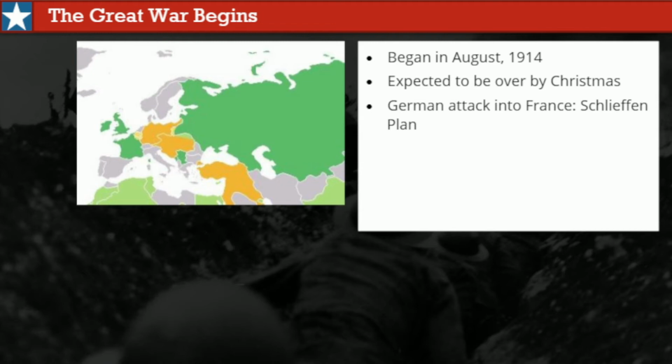Germany made a bold attack into France, following a strategy called the Schlieffen Plan, which involved invading neutral Belgium as a shortcut into France. If the plan had worked, the Germans might have defeated the French in the west before the British had a chance to fully mobilize, and then turned toward the east to deal with the Russians.